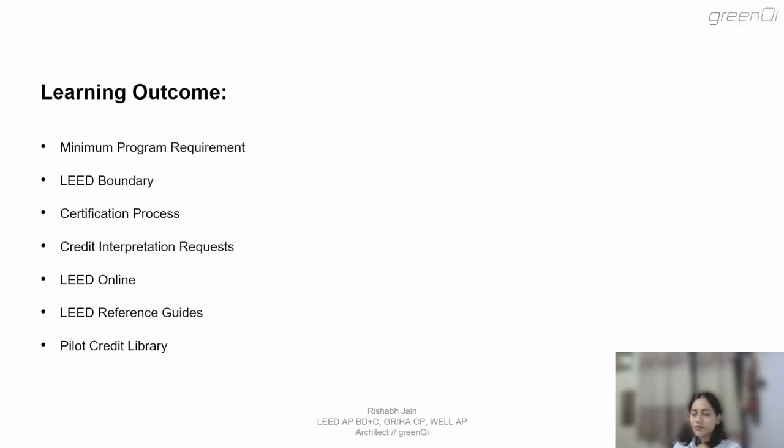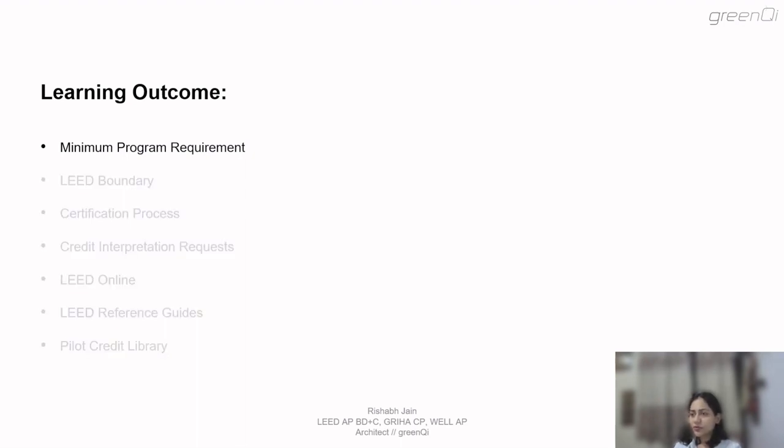So the learning outcomes of today's video are listed here, which are the minimum program requirements, LEED boundary, certification process, credit interpretation requests, LEED Online, LEED reference guides, and pilot credit library. To go to the first one, which is the minimum program requirements.